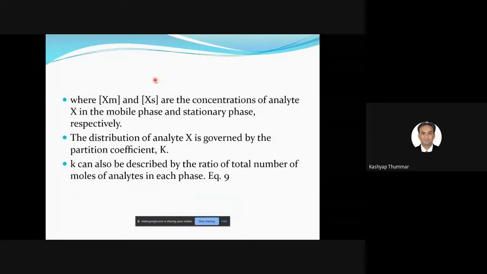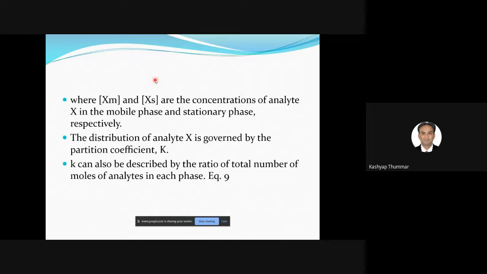In this, xm and xs are the concentration of analyte x in the mobile phase and stationary phase respectively. The distribution of analyte x is governed by the partition coefficient K. So the principle of liquid chromatography is the partition coefficient K, and the definition is the same.